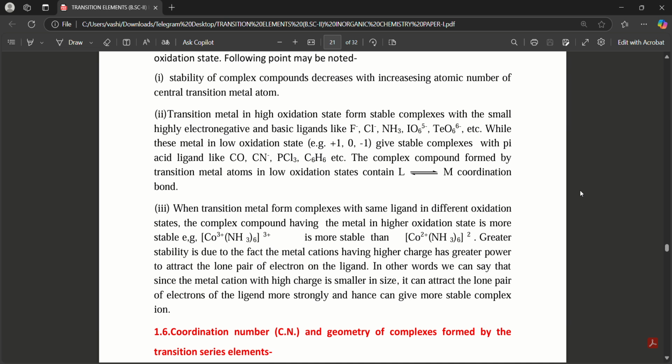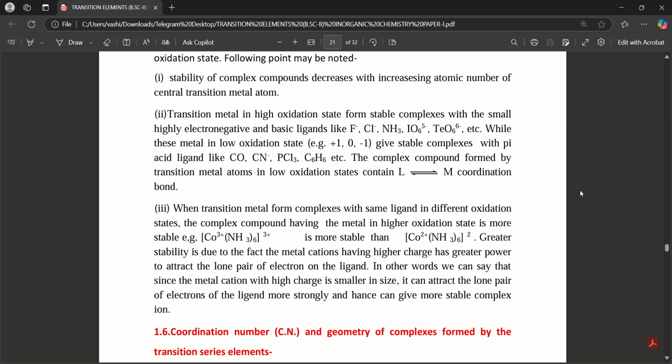Transition metals in low oxidation states, for example +1, 0, -1, give stable complexes with pi acid ligands like CO, CN⁻, PCl3, C6H6, etc. The complex compounds formed by transition metal atoms in low oxidation state contain L→M coordination bonds.